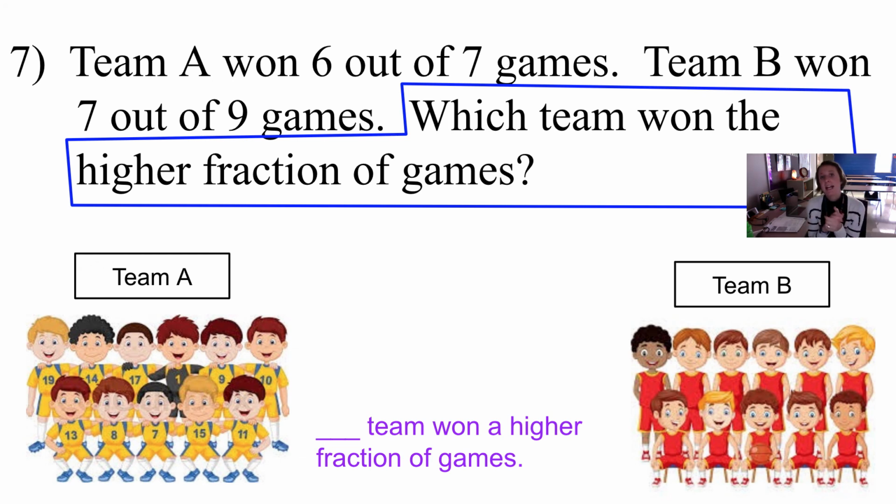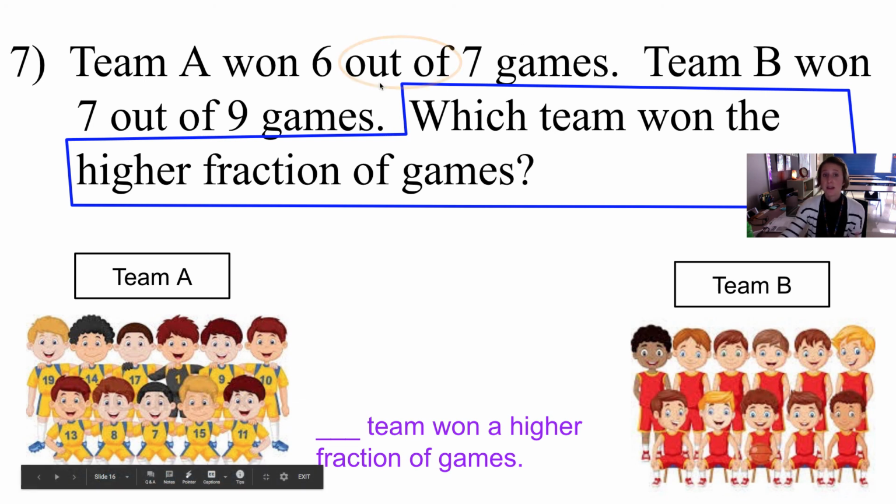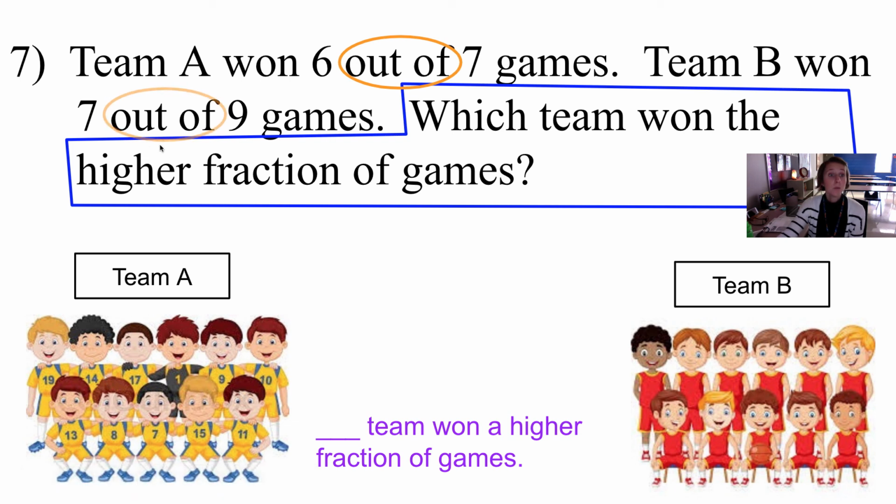I'm going to go line by line and now look for key operation words. Anytime you need to pause the video, do so. Team A won 6 out of 7 games. Out of, that's a division word or division phrase. Team B won 7 out of 9 games. Which team won the higher fraction of games? So I'm going to leave these division problems in fraction form. Well, Team A, I need to know how many they won compared to their total number of games. So that would be 6 to 7 total games. Team B, I need to know how many they won. That number is 7. And they played a total of 9 games.